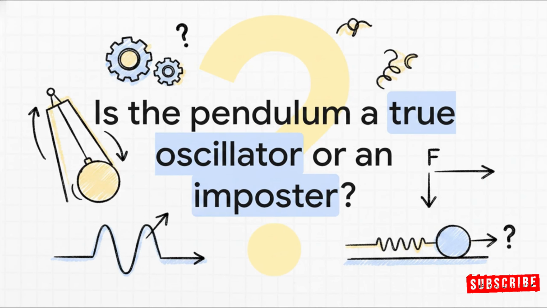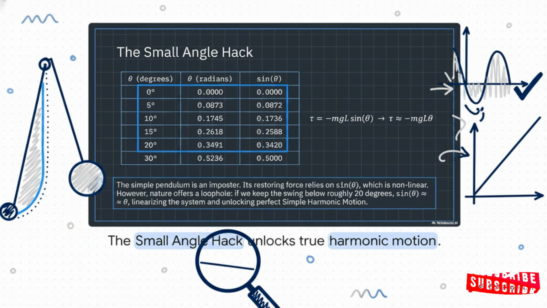Okay, so I have a bit of a trick question for you. Is the simple pendulum, arguably one of physics' most famous examples, actually a true harmonic oscillator? Or is it an imposter? Think back to our strict definition of the restoring force from earlier. We said it has to be purely proportional to displacement. Well, the shocking truth is, it's an imposter. Actually, scratch that. It's an imposter until we use a little trick.